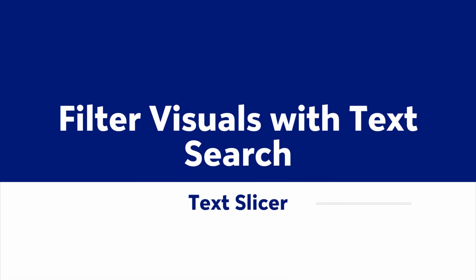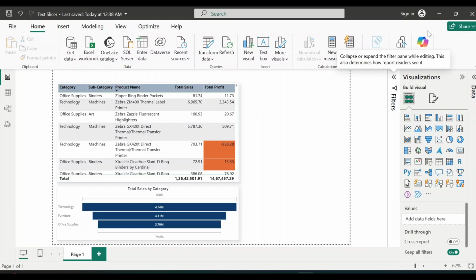In today's video, you will learn how to filter your visualizations using a text value search with the text slicer visual. Previously, if you see here, this slicer allowed adding a search option, but it didn't allow filtering data based on text search. You can achieve this seamlessly using the text slicer visual, which is really awesome.